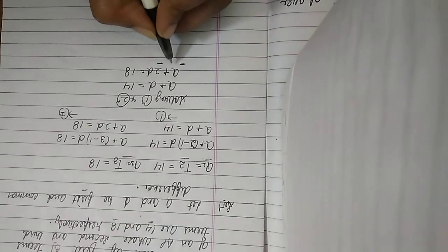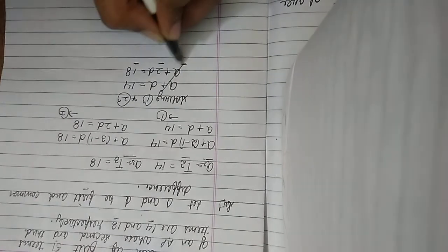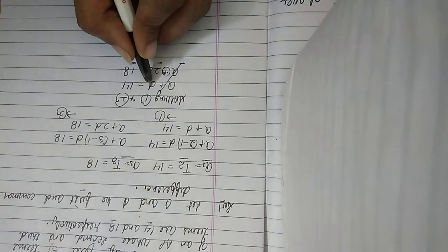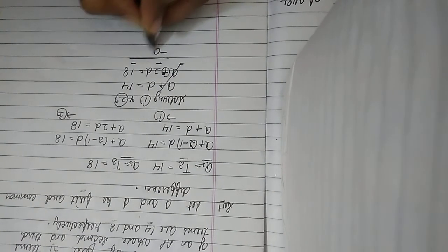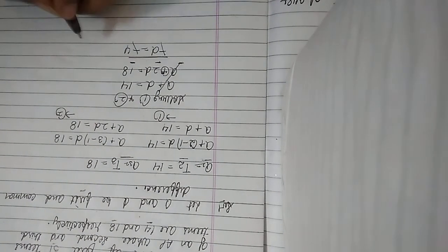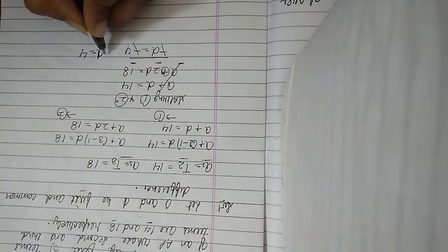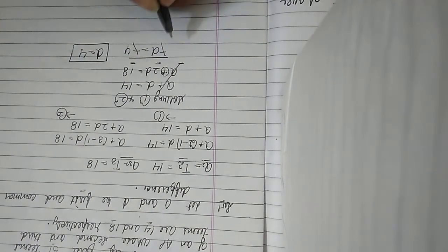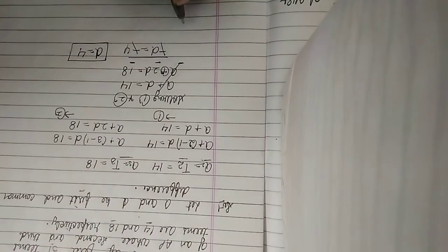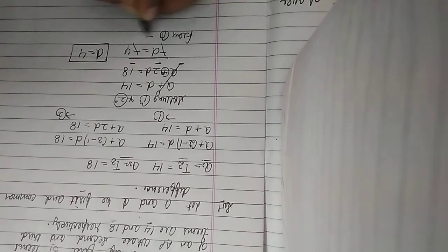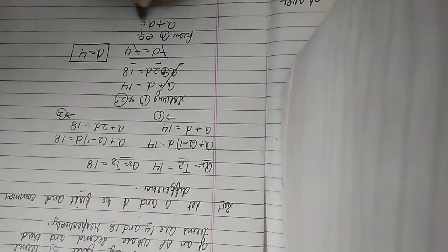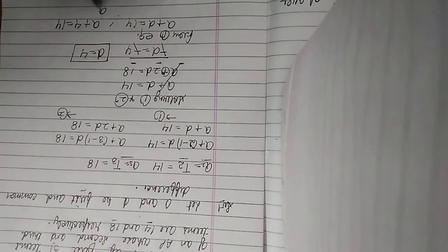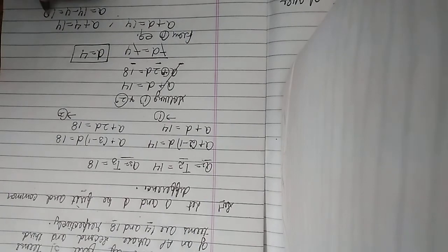Now subtracting these, A cancels. Now plus sign becomes minus. So minus 2D plus 1D is equal to minus D equal to minus 4. So minus minus cancels. The value of D is 4. Substitute this value in either the first equation or the second equation. Now from the first equation, A plus D equal to 14. So D is 4, A plus 4 equal to 14. The value of A is 14 minus 4, that is 10.